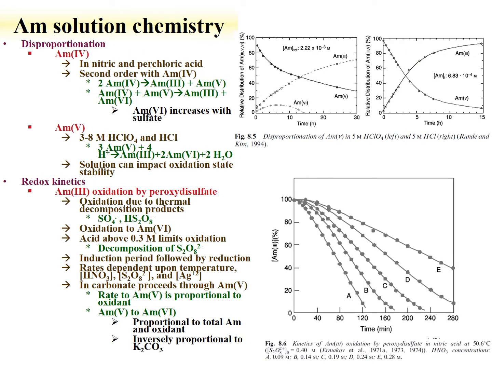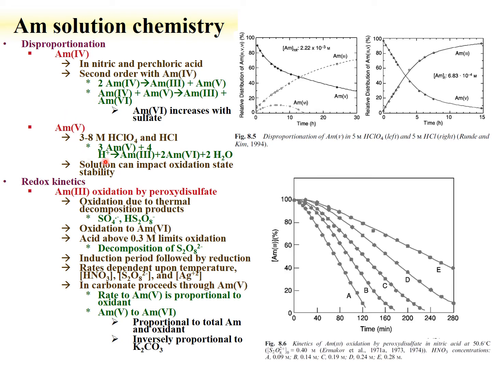Similar to this autoreduction, americium can also change oxidation state due to disproportionation. An example here is given for americium 4, where the americium 4 can disproportionate to the americium 3 and the 5. The 4 plus the 5 goes to the 3 plus the 6. So you can see if you start off with americium 4, you could actually populate a solution with the 4, the 3, the 5, and the 6 over time.